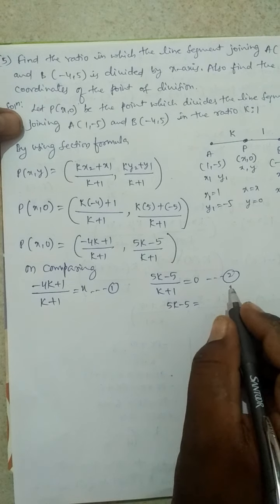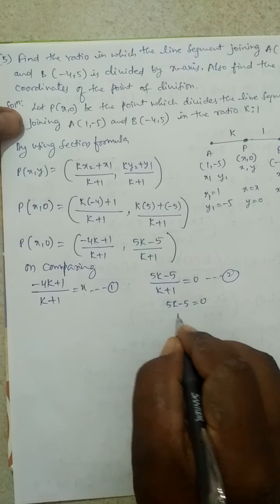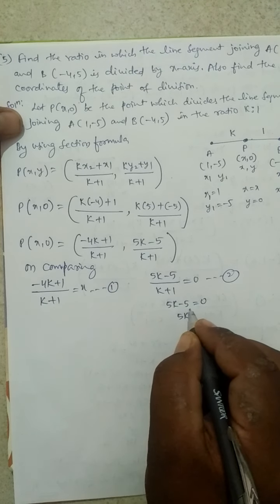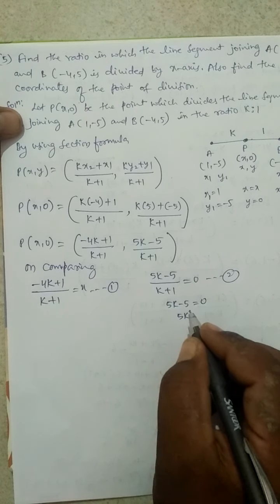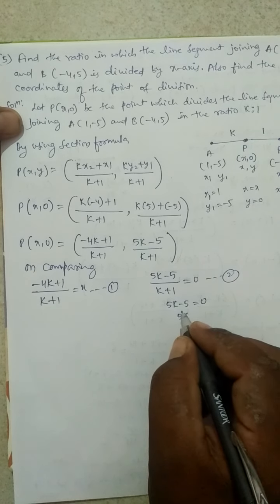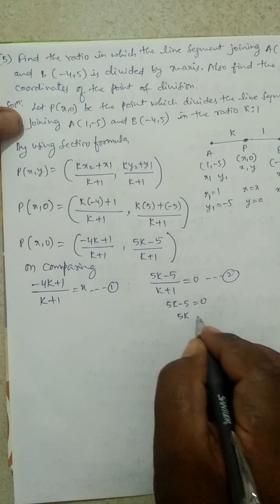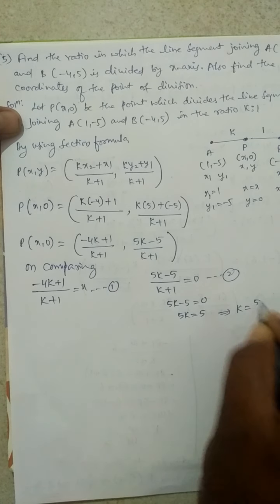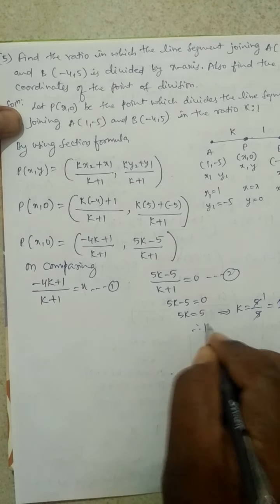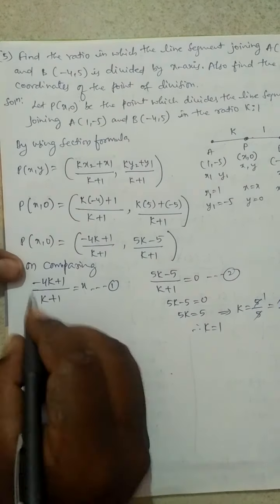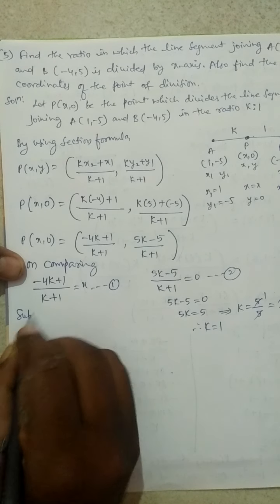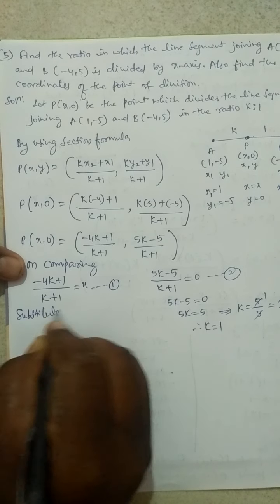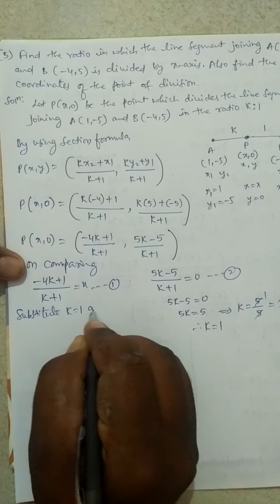Any number into 0 is 0 only. So 5k minus 5, if I transpose from LHS to RHS, minus 5 becomes plus 5, that is equal to 5, which implies k is equal to 5 by 5. So k value is 1. Therefore k is equal to 1. Here substitute k is equal to 1 and solve.